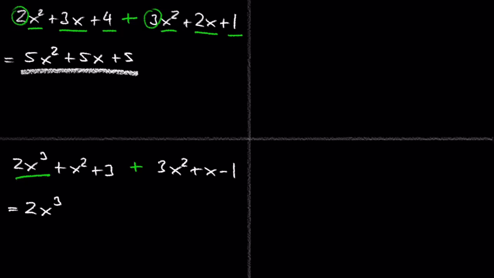Let's move on to the next term, which is x squared. Do we have another term with x squared? Yes, we have 3x squared. So let's combine these two terms. X squared plus 3x squared is 4x squared.